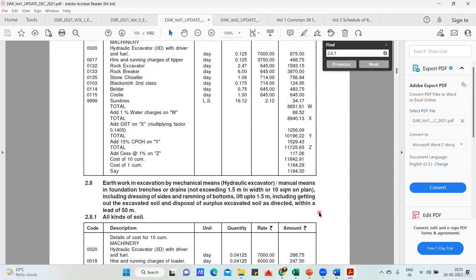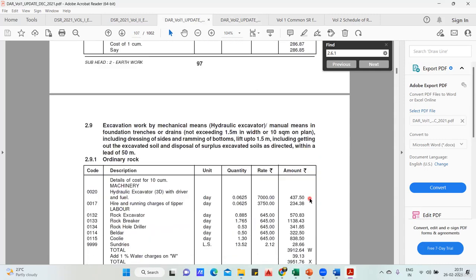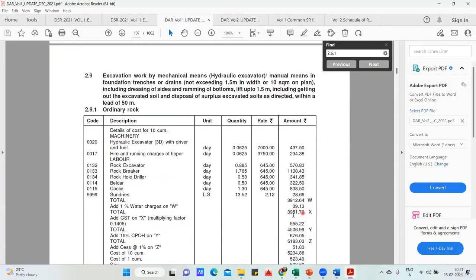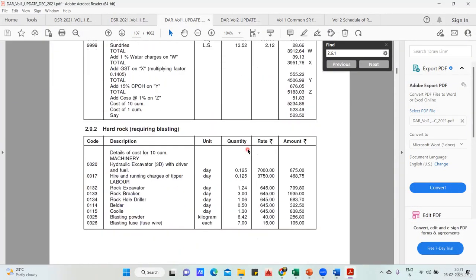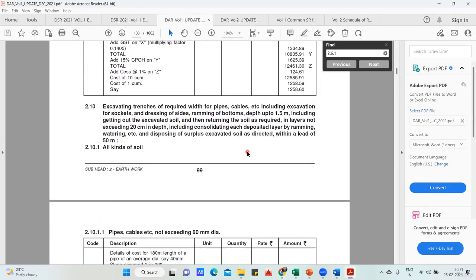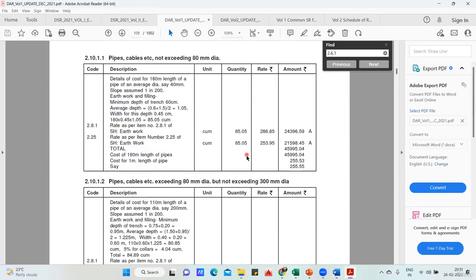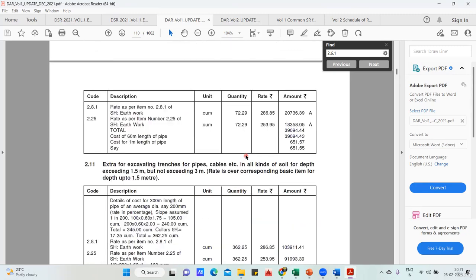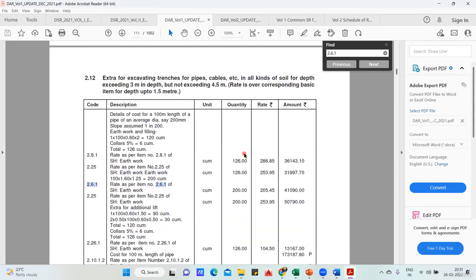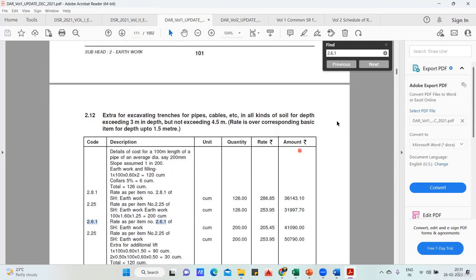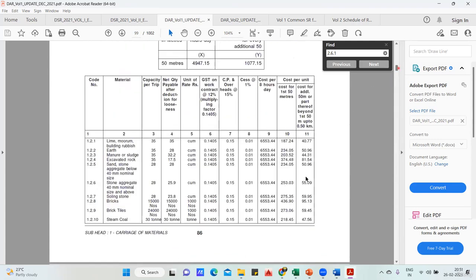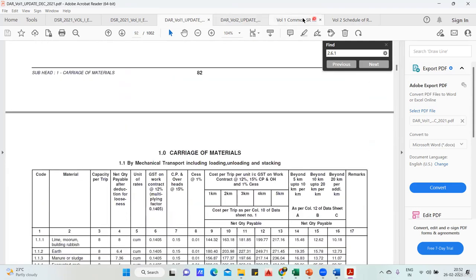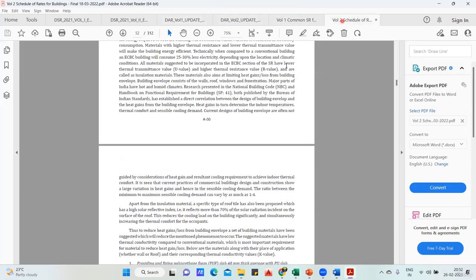You're getting my point, no? So in this way, all the rate analysis is done. I can't explain everything, but you got an idea how it has to be done. Based on that, you see what your site condition is, and based on that you prepare your rate analysis and put the rate. But whatever rate I have given is a general rate in the market. As I mentioned, you can follow your own rates for that. Okay, great.